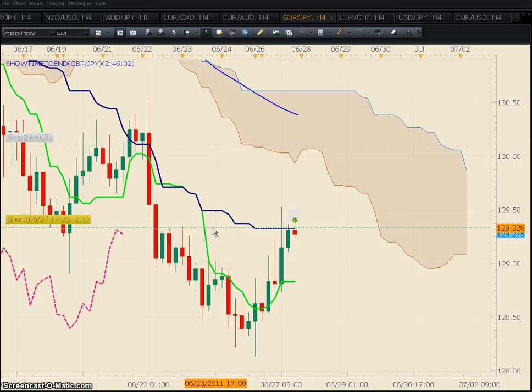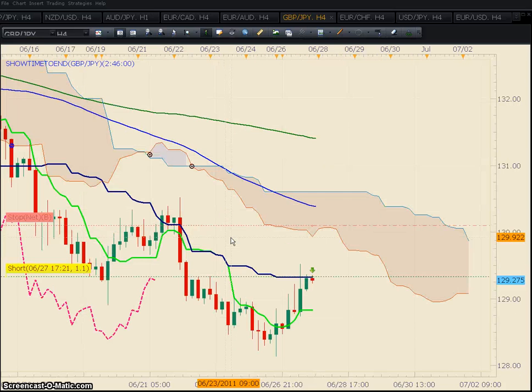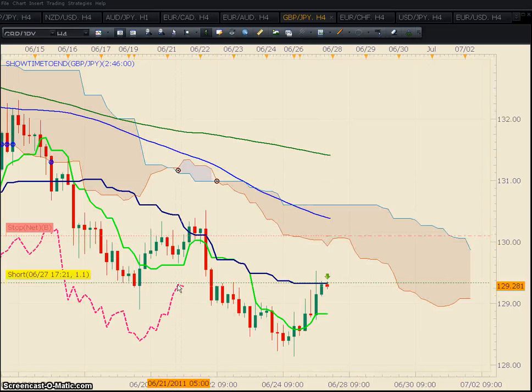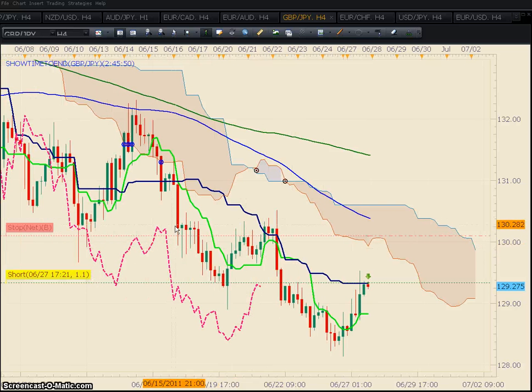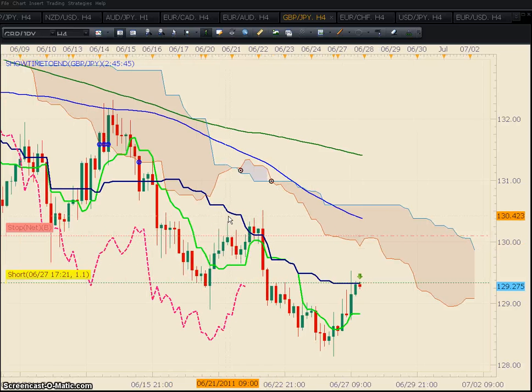You can see you got a TK cross right here. It's a bearish cross. Your Kumo future is bearish, okay, and your Chikou span is underneath of the price, so that's bearish also. That's what I looked at on that trade, and that's why I got in the trade.